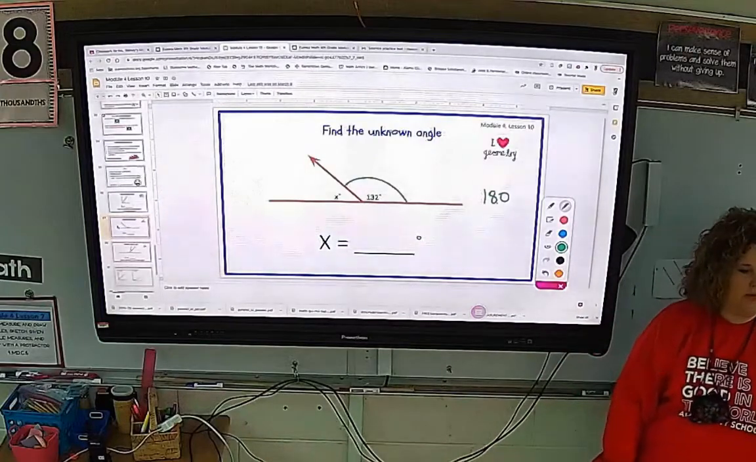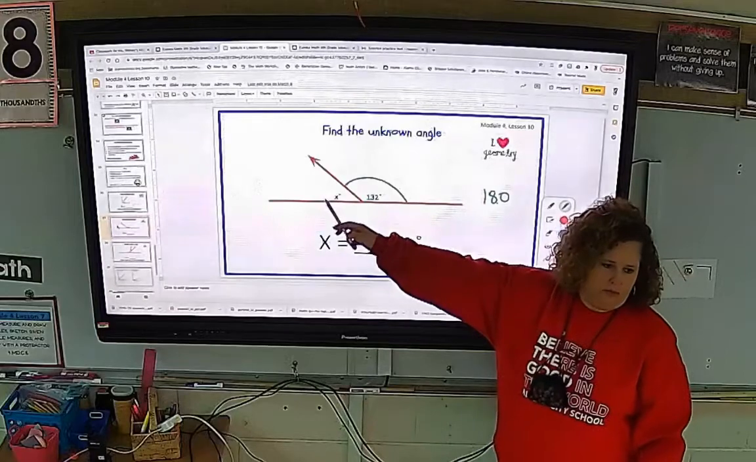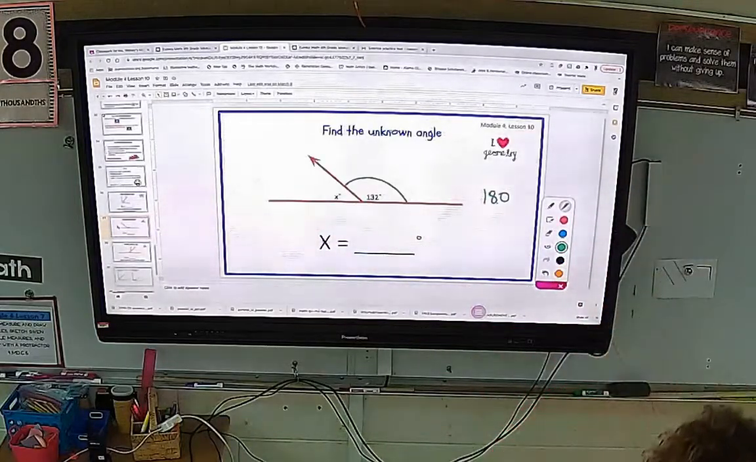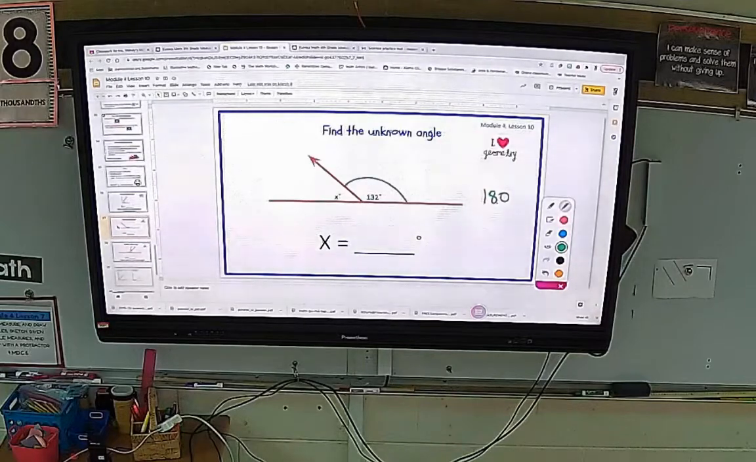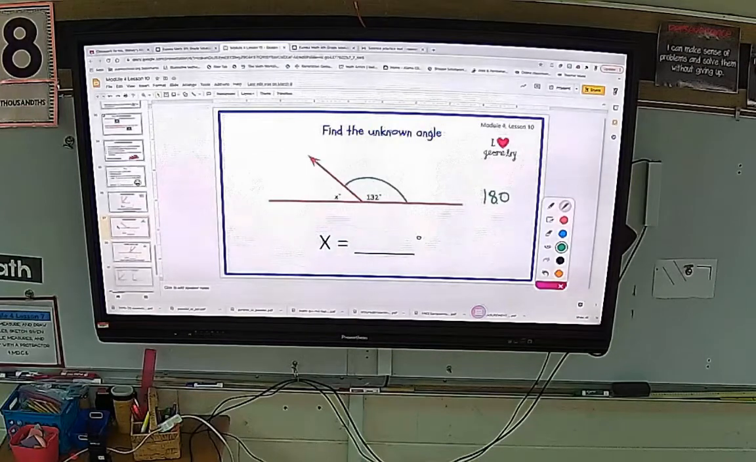So on your board right now, I want everybody to figure out what number goes here. What would it be, like I could take that X away and put in the correct number? Give me a second to figure that out. This is where we're starting to mix our numbers and our operations with our geometry.